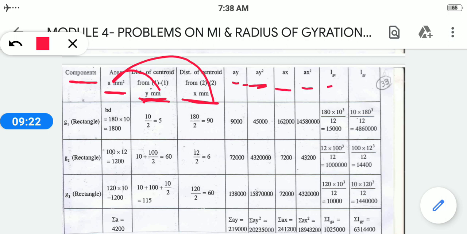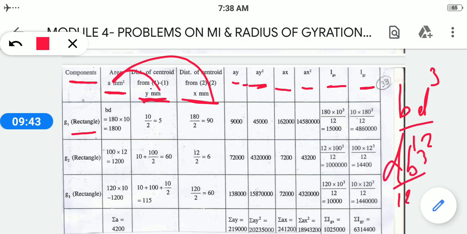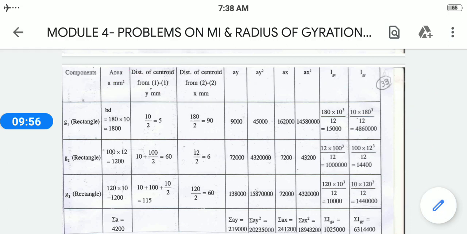Then we have to find IGx and IGy. Where did this IGx and IGy come from? From our table which is given for the defined structures. So for the rectangle, IGx is equal to bd cube divided by 12, and IGy is equal to db cube divided by 12. These are some of the variations. Then we do the same for the other rectangles. So we have three different rectangles over here. This is the third rectangle.